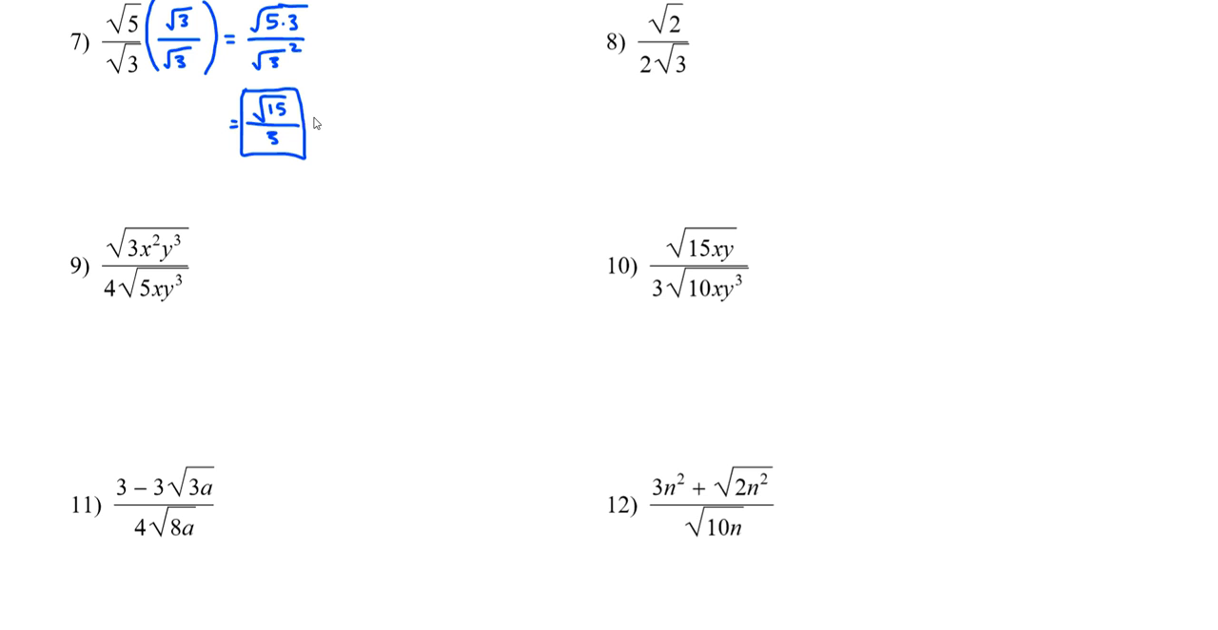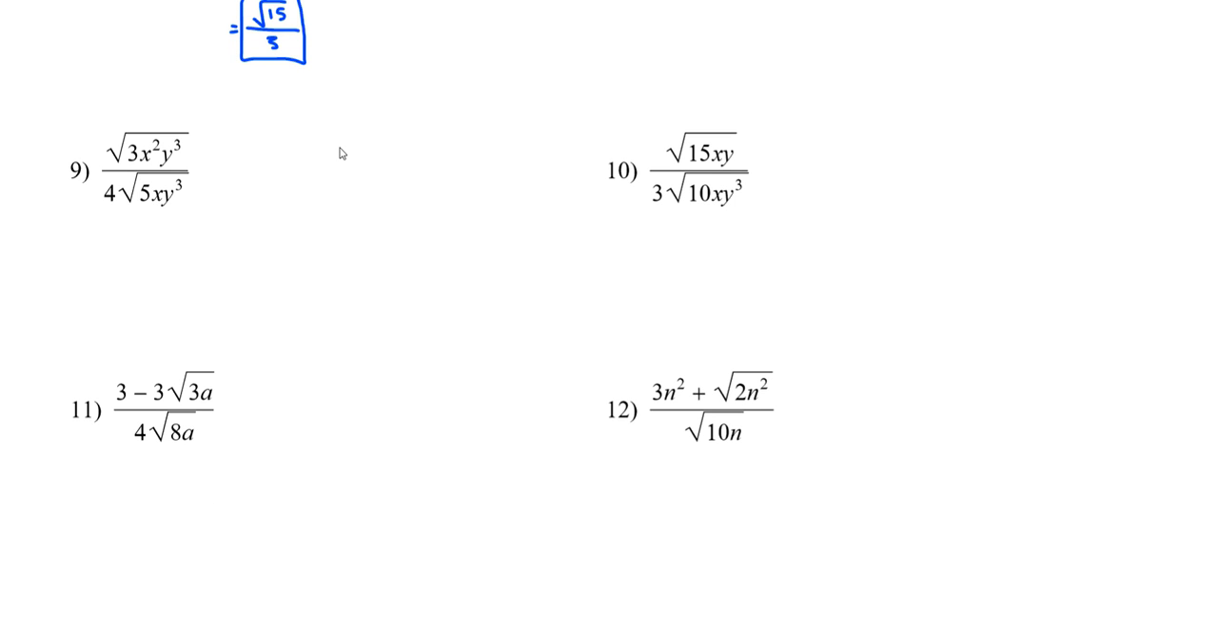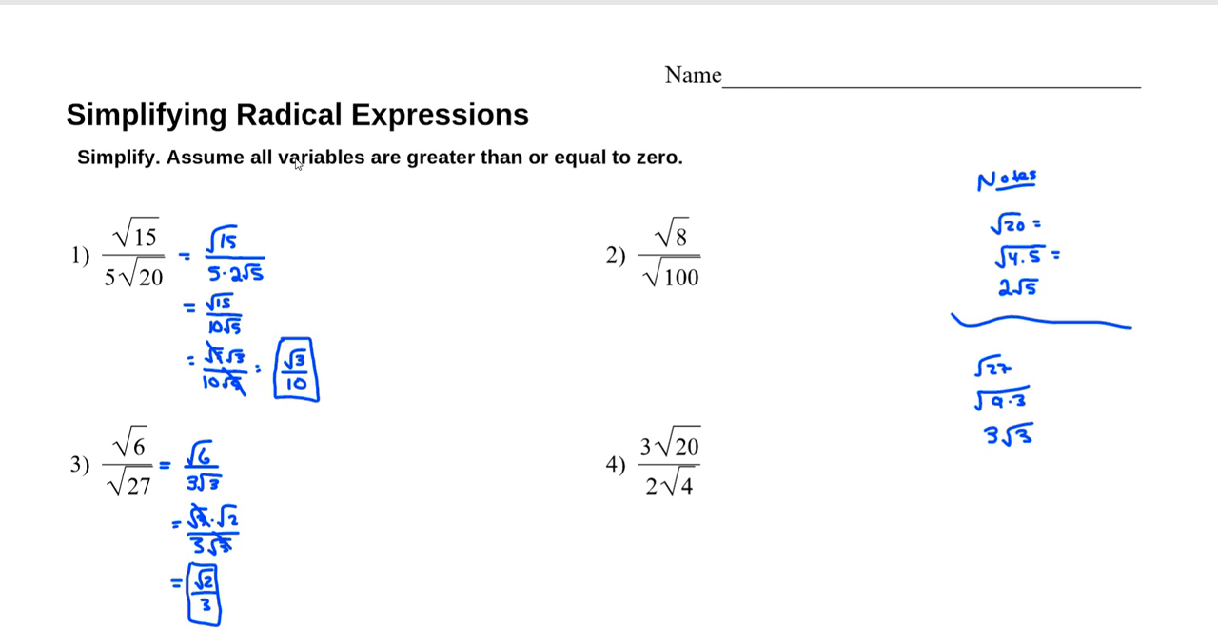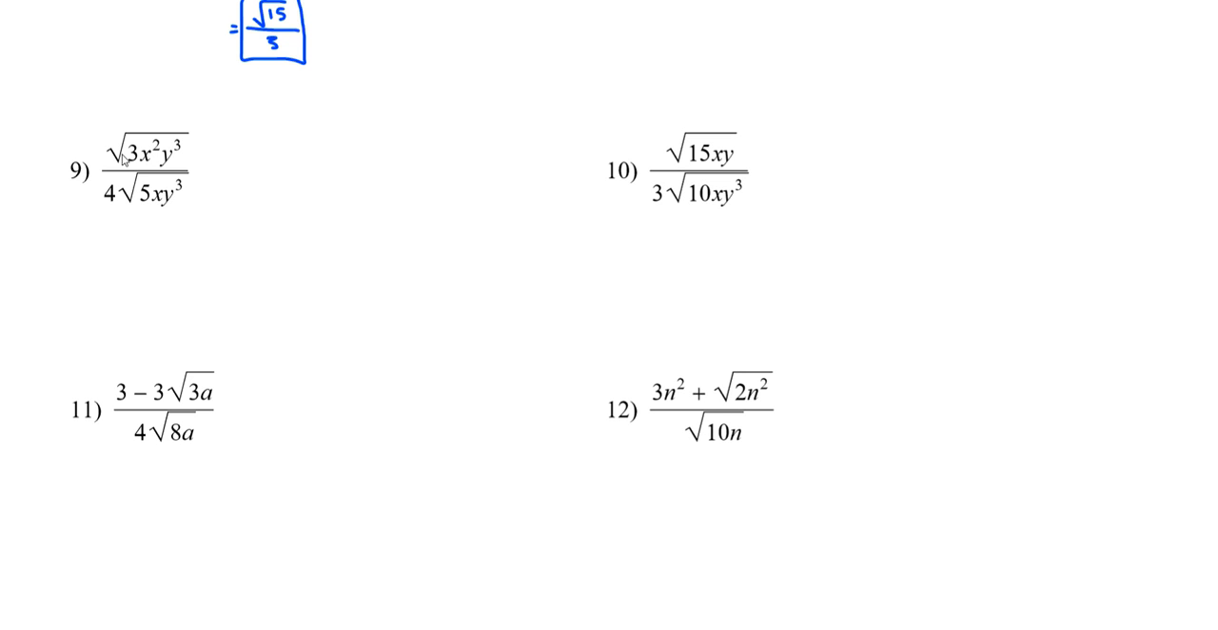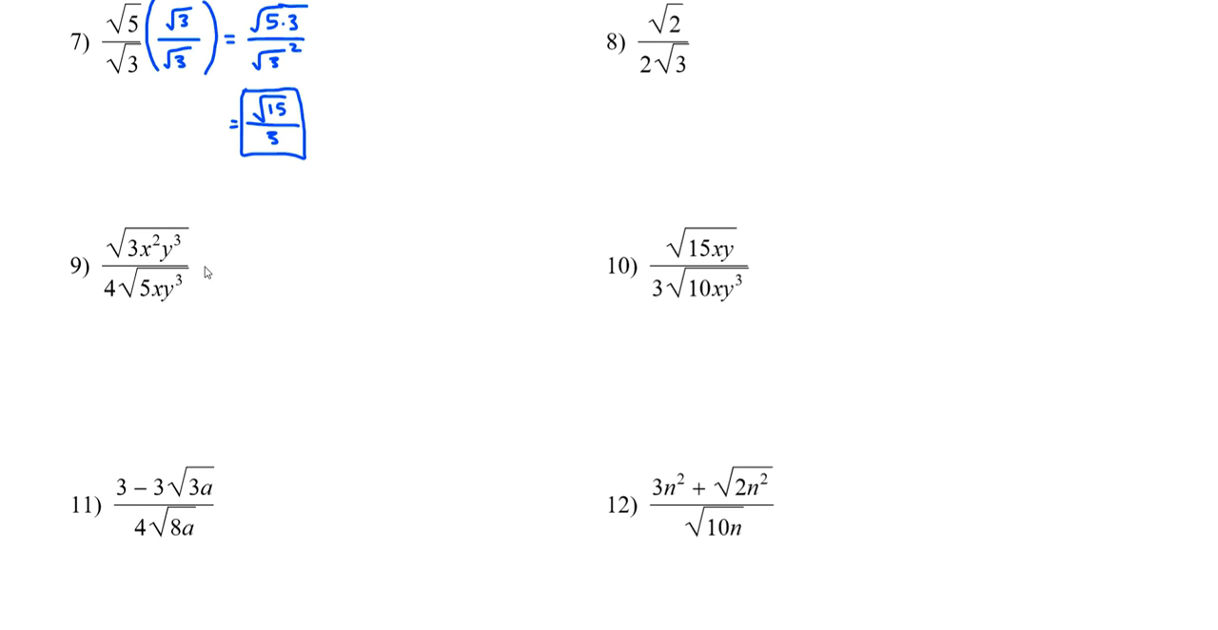All right, number 9, getting slightly more complex. Notice in the directions here it says assume all variables are greater than or equal to 0. So I don't have to worry about taking any absolute values here. If you don't understand what I just said there, don't worry about that. We're going to focus more on that in Algebra 2. But here we go. We are going to use that product property again here.